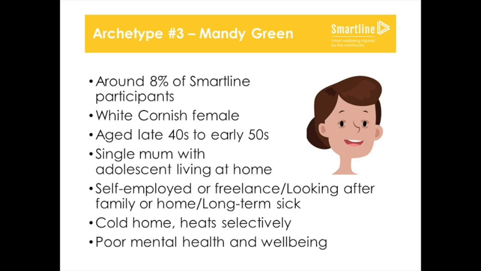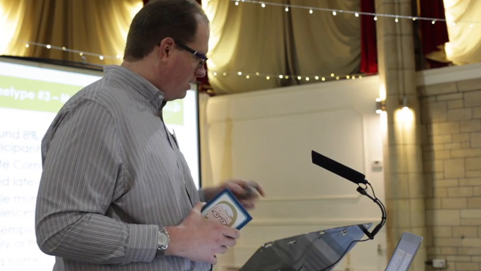She represents about 8% of our participants. She's a white, Cornish female, in her late 30s to early 50s. And she's a single mum, lives at home with an adolescent. So we can picture that life. You've got a grumpy teenager at home. Have that in your head. She's self-employed or might be doing some freelance work. She might be looking after the family, or she might be on long-term sick. So this is some of the variation within Mandy's archetype. This is a group of people, not one person. She says her home's cold, and she's only able to heat certain rooms within that home.